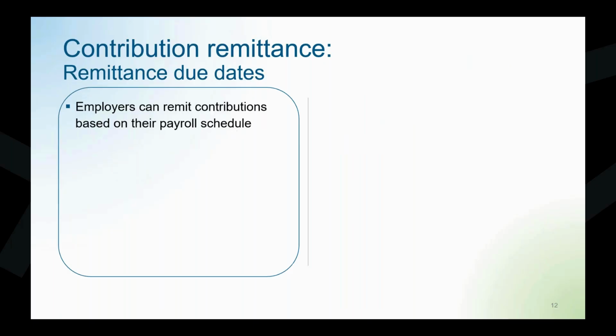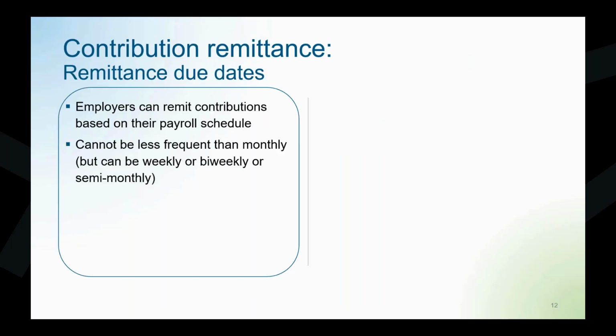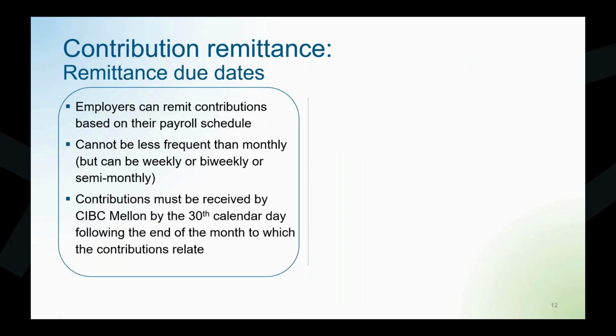Employers can remit contributions based on their payroll schedule. However, contribution remittances cannot be less frequent than monthly. Monthly is the minimum, but you can remit more often. Contributions are based on pensionable earnings and are due to be received by CAT on or before the 30th calendar day following the end of the month to which the contributions relate.